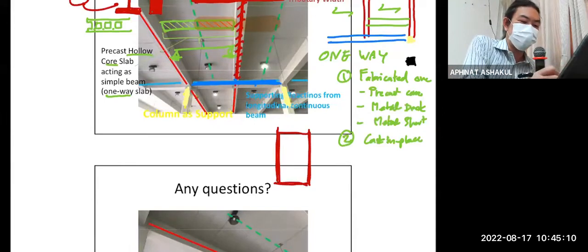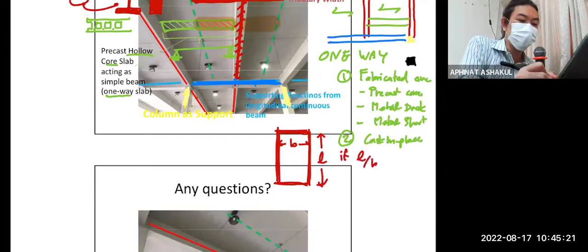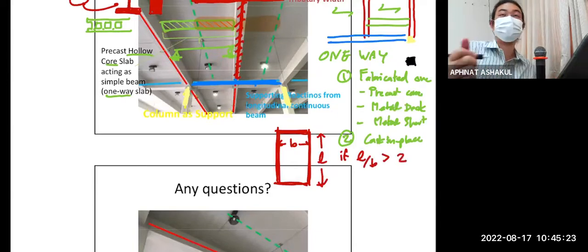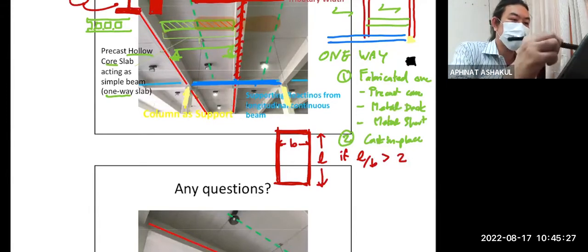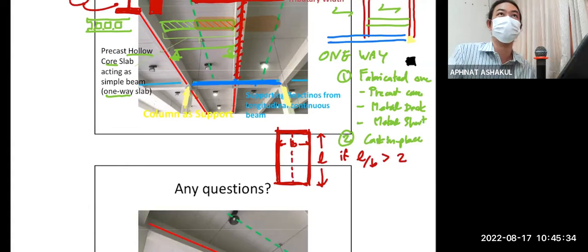This is especially for concrete. If the ratio of the width to the length, L over B, is greater than 2, it's going to be a one-way slab. That means even though it's cast in place, the weight distribution of this slab is going to be just like what we have here.